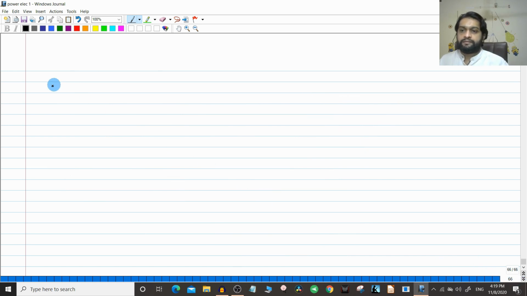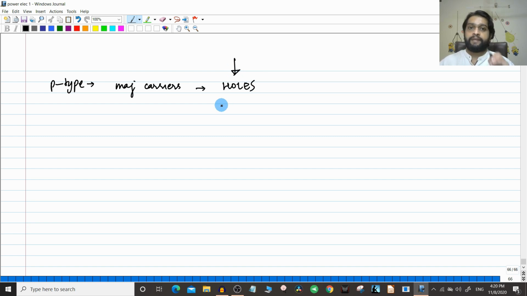Similarly, in a p-type material, free electrons will also be produced by the natural process, but there is a huge amount of holes which are provided by the acceptor atoms. Therefore, in a p-type material, the majority carriers are the holes, because these holes are given by the acceptor atoms. They are externally provided, and the minority carriers, which are naturally produced, are the electrons.